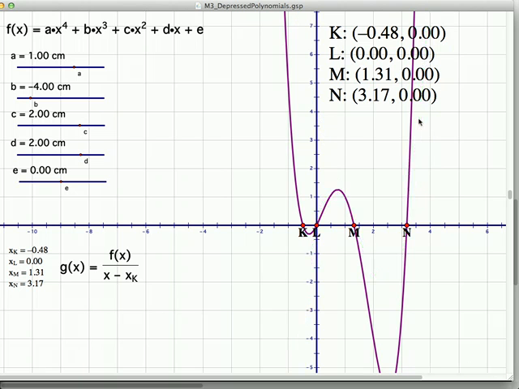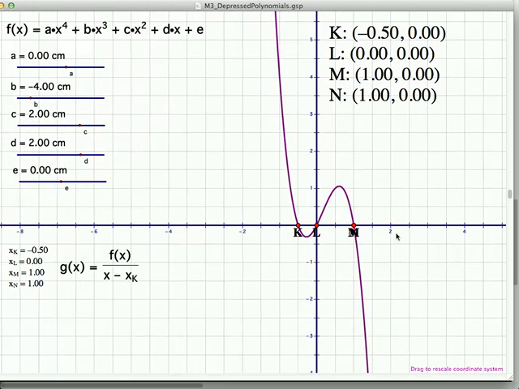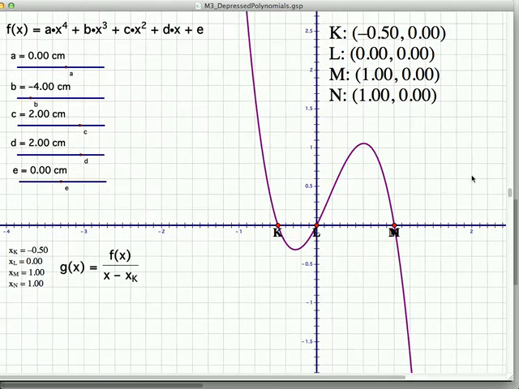Let's see, I'm going to delete that one here. I want to get one that actually has nice factors. We'll do an x to the third function. And yeah, actually that's a real nice one right there. So I'm going to snapshot this graph.